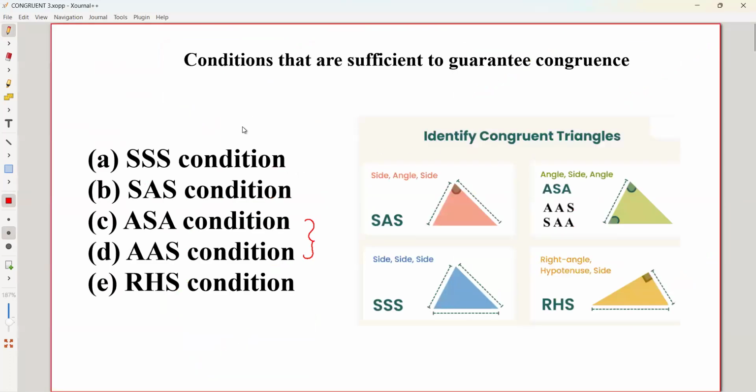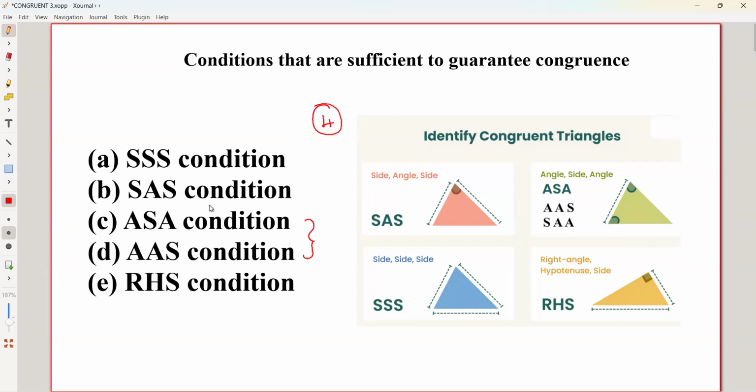Now, can you see this condition for congruency of triangles? Yes, sir. So what are the conditions we have? Totally we have four conditions.